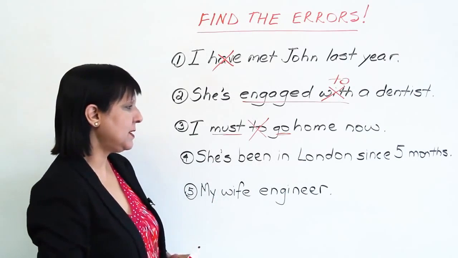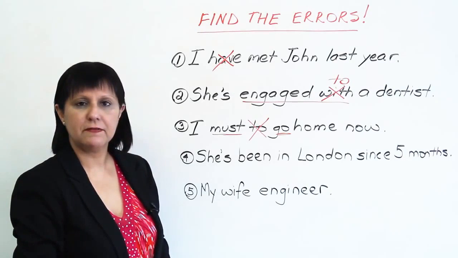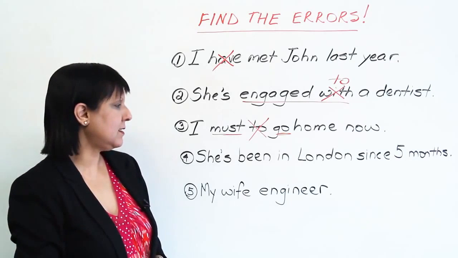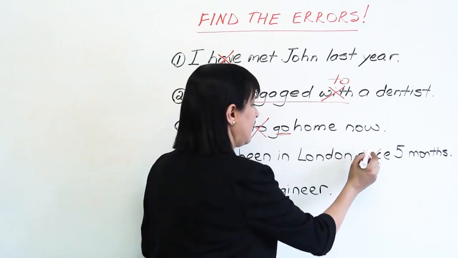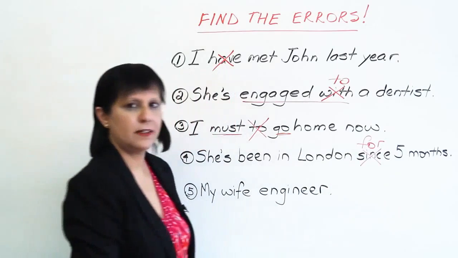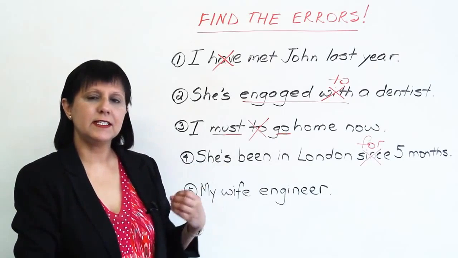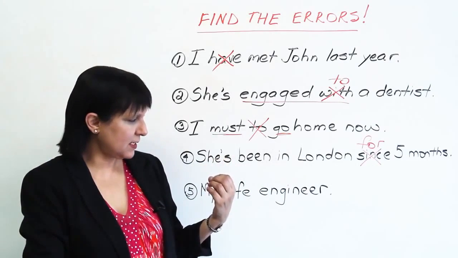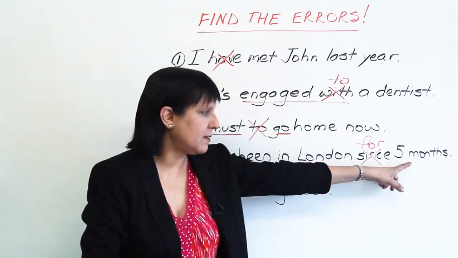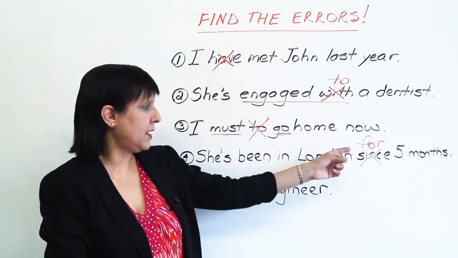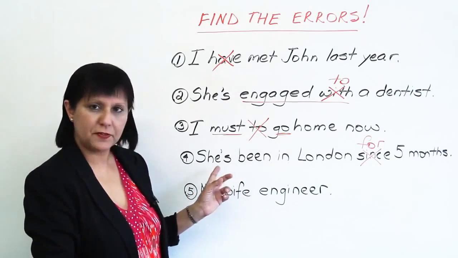Next one. She's been in London since 5 months. Okay? Take a second. What's the mistake there? Okay? So now the error is over here, because we cannot say since 5 months. We use since plus the point in time when something happened, right? But if you're giving the length of time or the period of time, then you have to use the preposition for, okay? So this part is present perfect, that's fine.